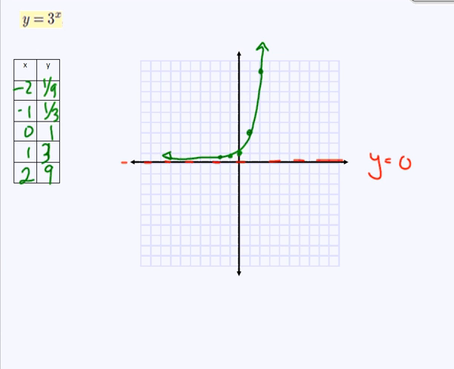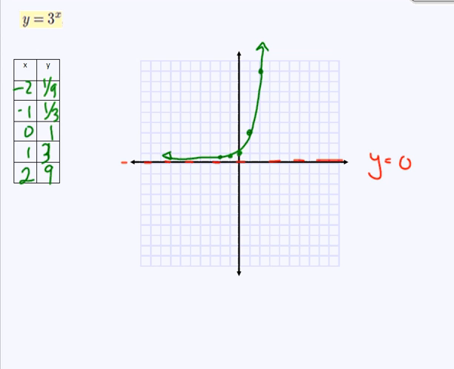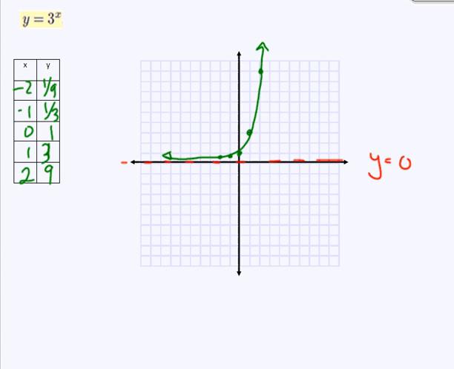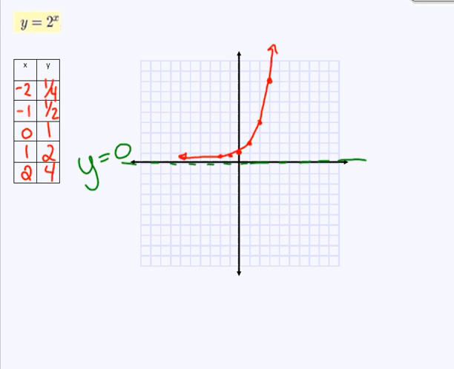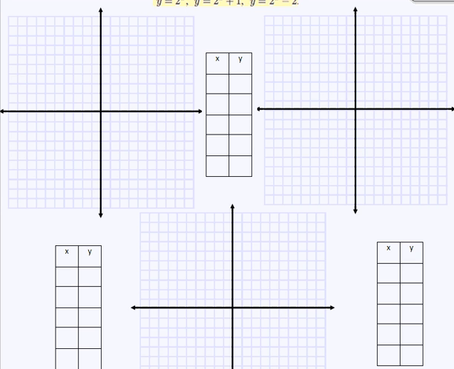Notice our function grew even faster compared to y equals 2 to the x. If you look at our last example, when x equals 3, y equals 8, whereas here, when x equals 2, y already equals 9. So it's growing even faster. And that's all, of course, due to the base that we were working with. So the bigger the base, the faster your exponential growth. 3, of course, is larger than 2, so our exponential growth is going to be even faster.